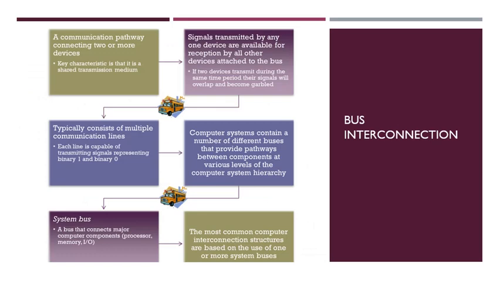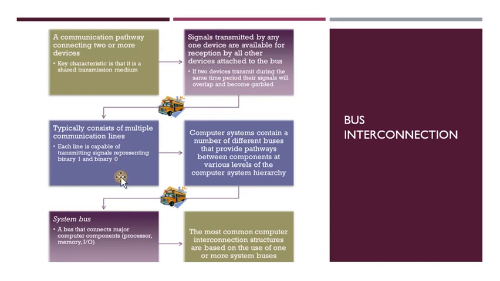A bus is a communication pathway connecting two or more devices. A key characteristic of a bus is that it is a shared transmission medium. Multiple devices connect to the bus, and a signal transmitted by any one device is available for reception by all other devices attached to the bus. If two devices transmit during the same time period, their signals will overlap and become garbled. Thus, only one device at a time can successfully transmit.